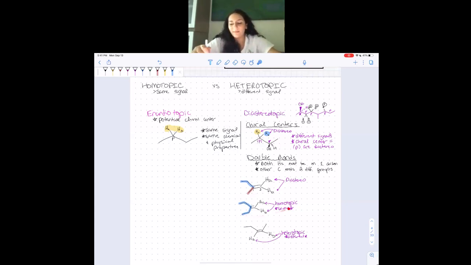For this example, though, it's not enantiotopic because the only time it can be enantiotopic is with a potential chiral center, and these are on a double bond. So your best answer is just homotopic. So go for the most specific term. If there's no really specific term, then you have to go with general. Awesome.